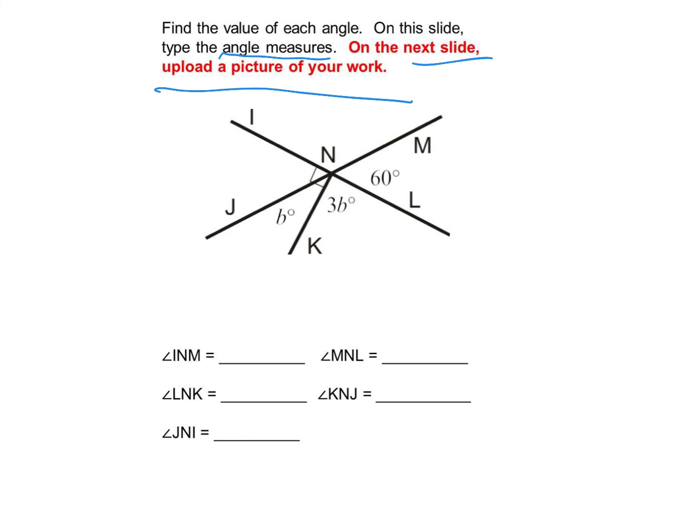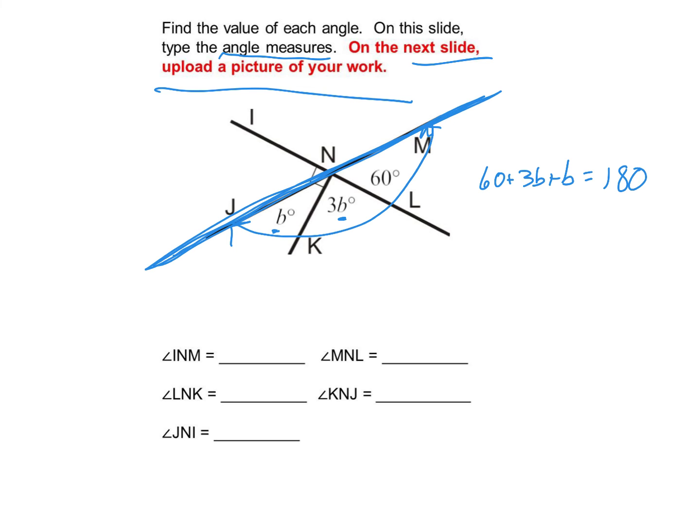All right. First thing, this is a straight line, and I see all 3 of these are on that straight line. So that means those are supplementary angles. There's only one variable, so I can create an equation. If there were 2 separate variables, I could not do it. I would have to look at it a different way. So 60 plus 3b plus b, that's equal to what? Hopefully you said 180 degrees because that is a straight line, making them supplementary.